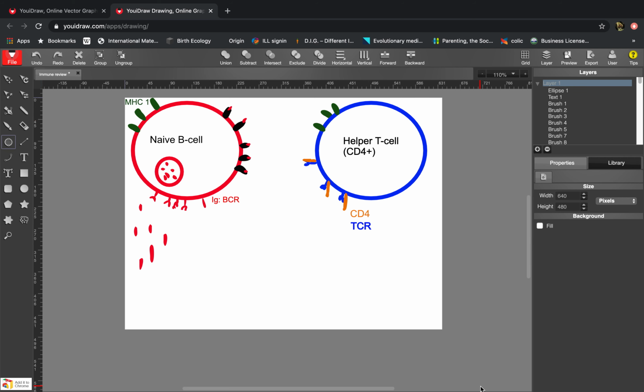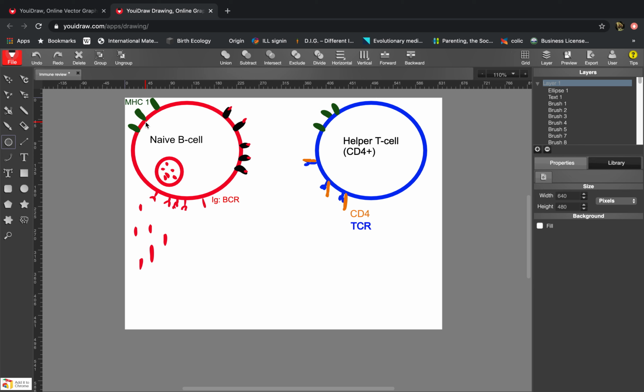So magically, a helper T cell has appeared. They're also abbreviated TH cells for helper T cells. So that's in blue here. The helper T cells have MHC class 1s in green, just like the B cells. We are not using them right now.